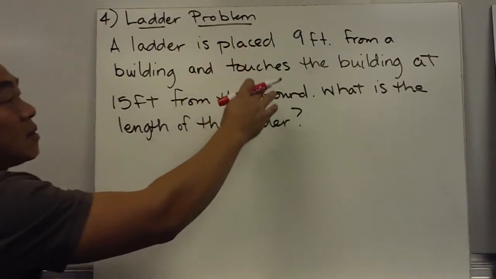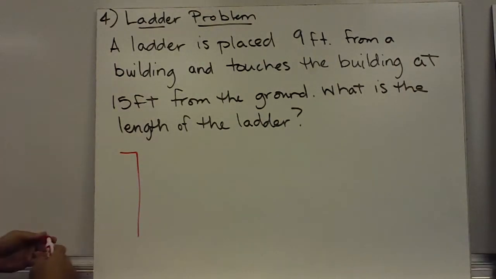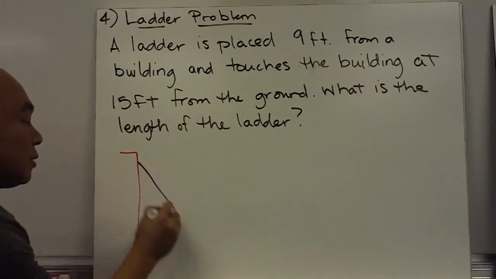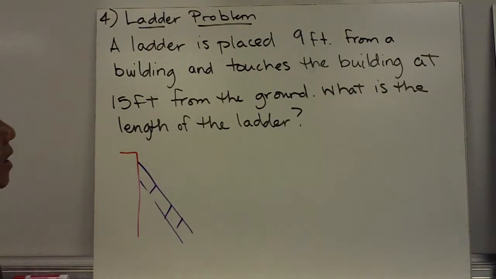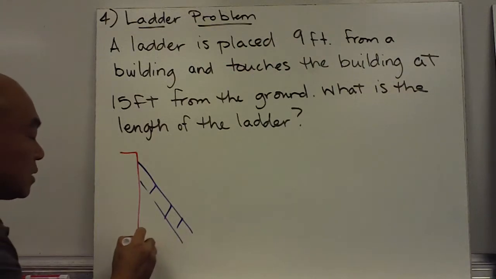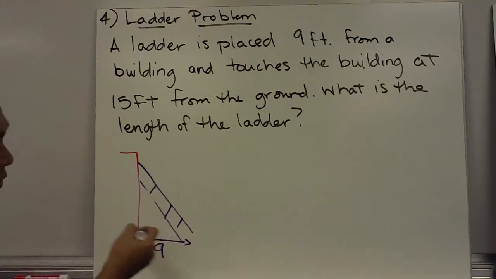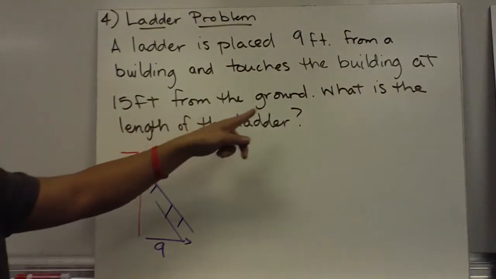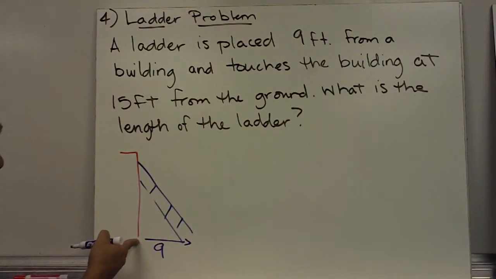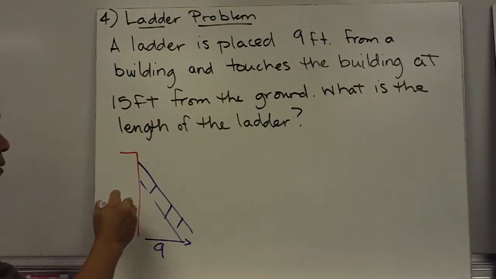So here we have a ladder. It's placed 9 feet away from the building. So I'm going to draw the building, and I have a ladder, and this ladder is propped up against the building. The ladder is 9 feet away, so from here to here is 9 feet. If you look at it, that looks very much like a triangle. And it touches the building at 15 feet from the ground. So from the ground up, it's going to touch right here, and from here to here, this is 15.